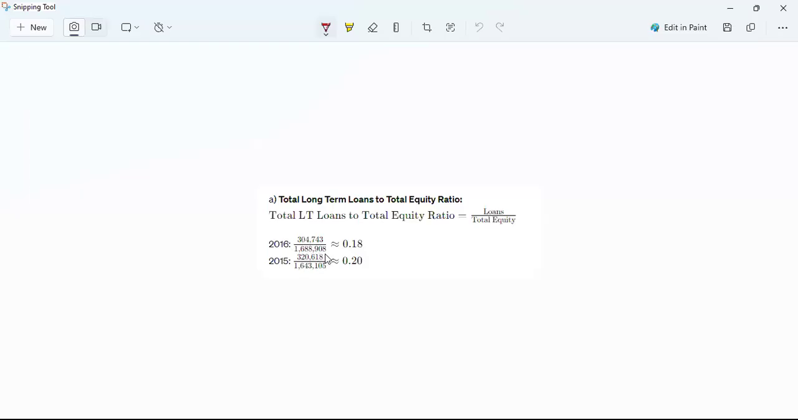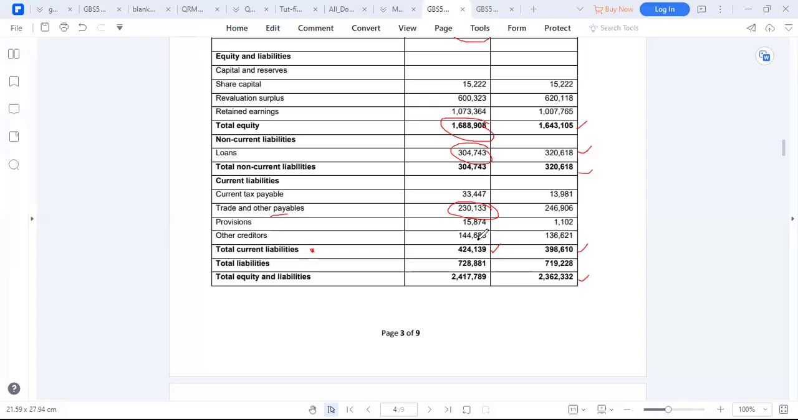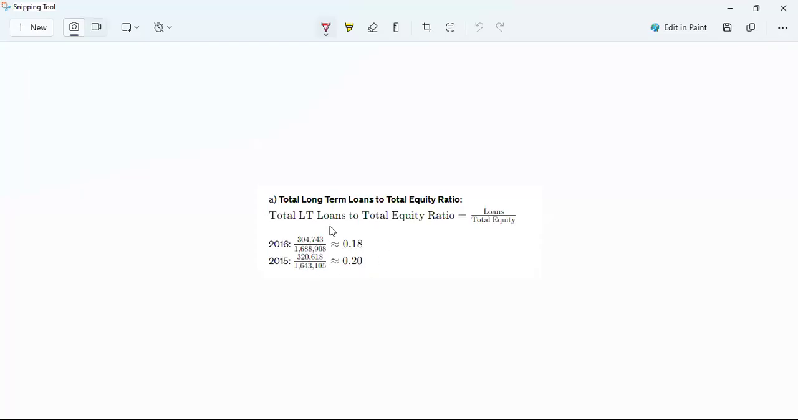304 over 1.6. So this is 0.18, and 320 over 1.6 for 2015. Our loan is 320 over our equity of 1.6. So this is where the figures are coming from. So what is the interpretation?